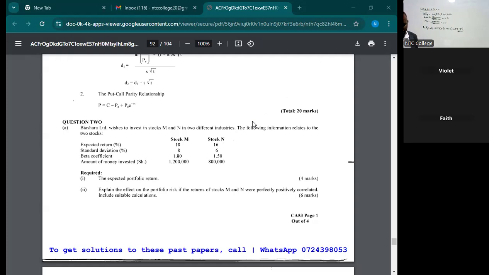Therefore, there is zero risk reduction, because if you have to lose, you will lose totally. There's nothing that is going to prevent it, or cancel each other out. So if you have to lose, you lose, right? So you say that therefore there is zero risk reduction through building such portfolios.